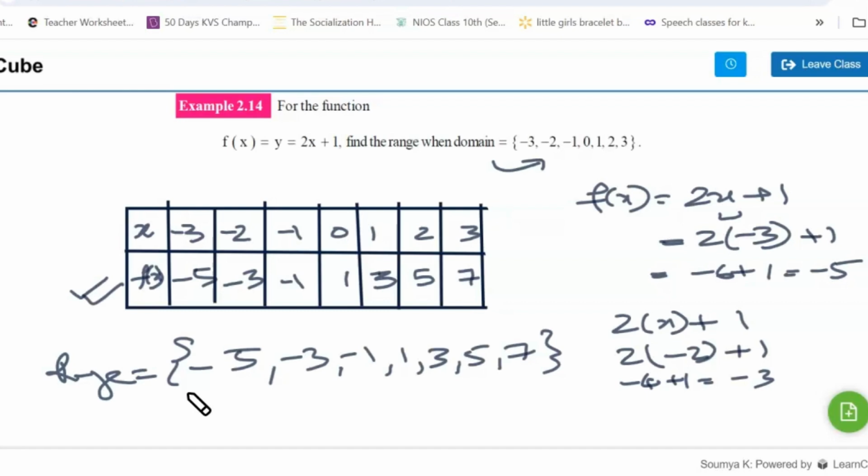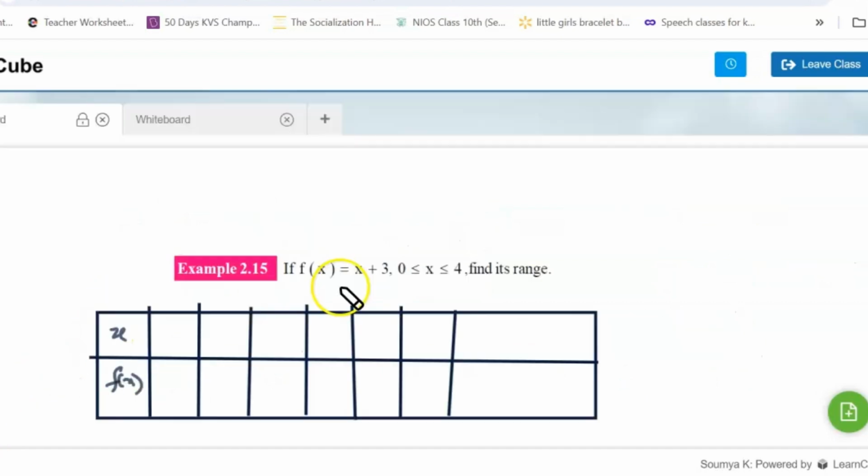Hope you understood this question. Let's move on to the next question. This question, that is x plus 3. Here the domain is given to you, you have to find the range. Similar question to the previous one. If you see the domain, x is greater than or equal to 0 and it goes till 4, and equal to is also there. So 0 is also included. Then you have got 1, 2, 3 and 4. Okay, 4 is also included. Only this is the domain.